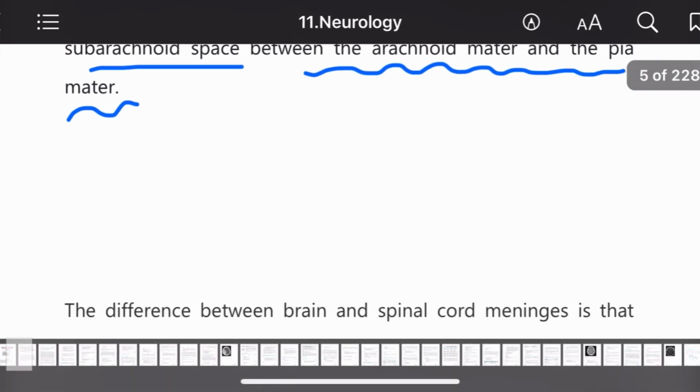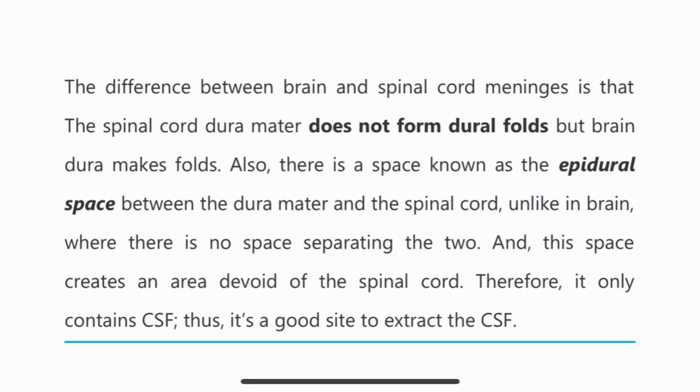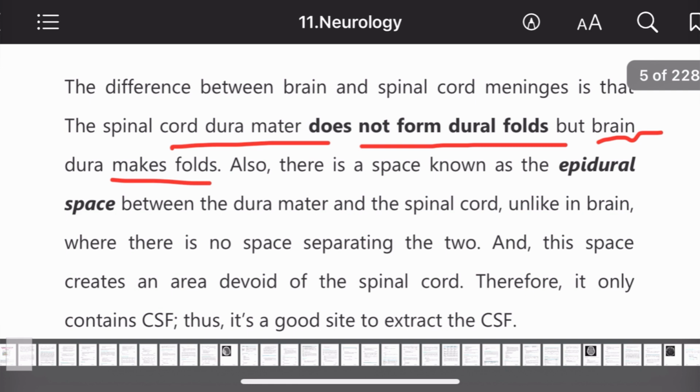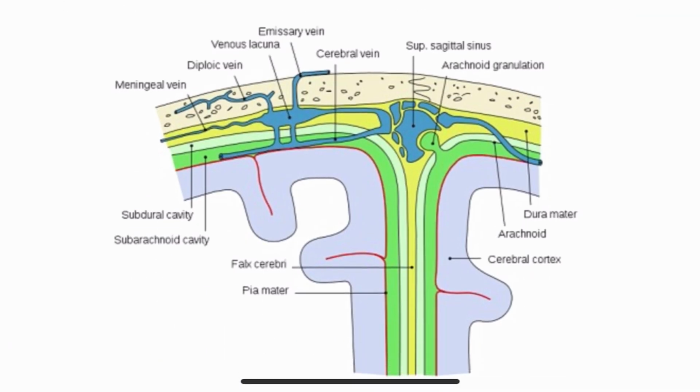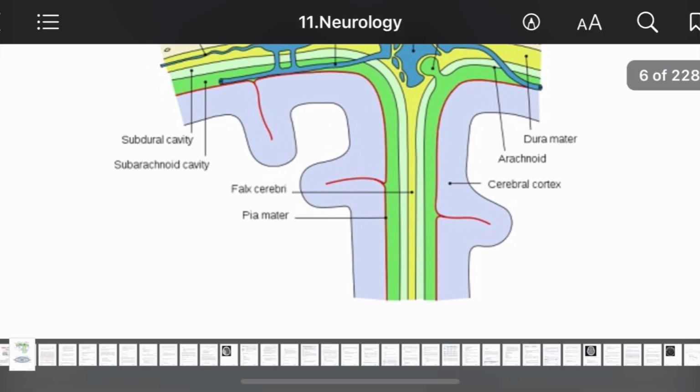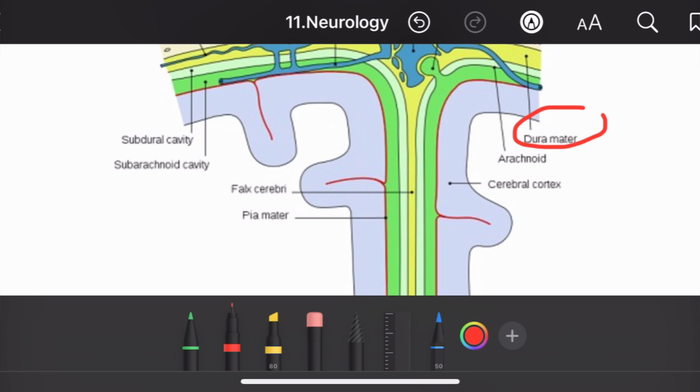Now, the difference between the brain and the spinal cord meninges is that the spinal cord dura mater does not form any dural fold, but the brain dura makes a fold. So there are foldings in the brain dura. If you observe, here we have the dura mater, the arachnoid mater, and the pia mater. I'll write here that this is the dura mater, we have the arachnoid mater, and we have the pia mater.